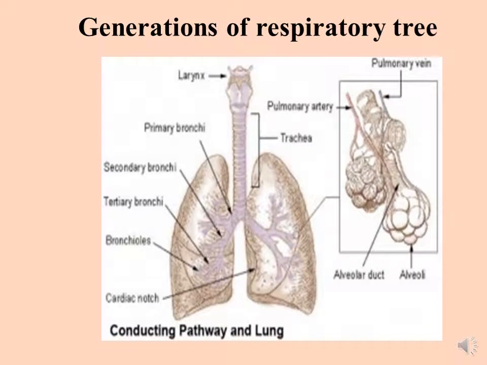Coming to the anatomical subdivisions of the respiratory tree. Anatomically, the respiratory tree is divided into the upper respiratory tract, which includes nostrils, nasopharynx, pharynx, and larynx. Beyond the larynx, the respiratory tree is included in the lower respiratory tract, which includes trachea, bronchi, bronchioles, and alveoli.